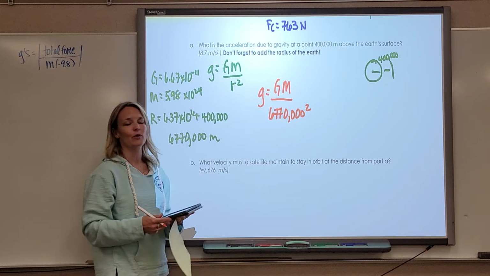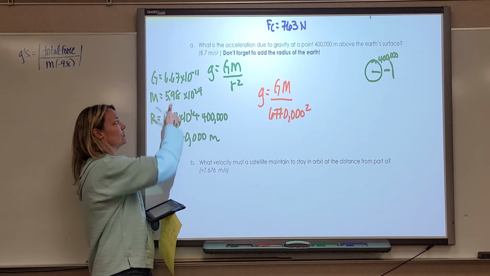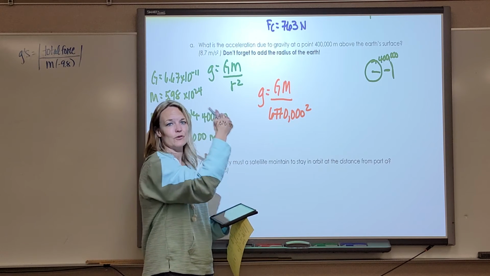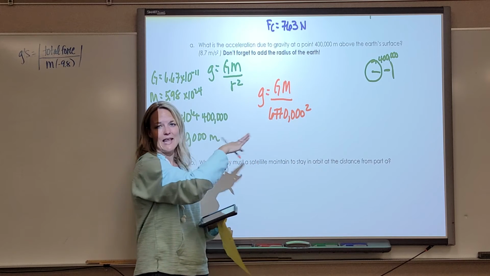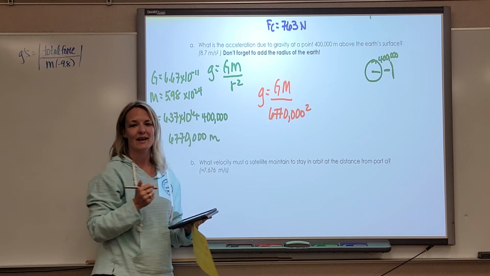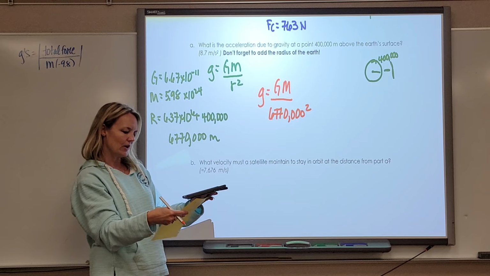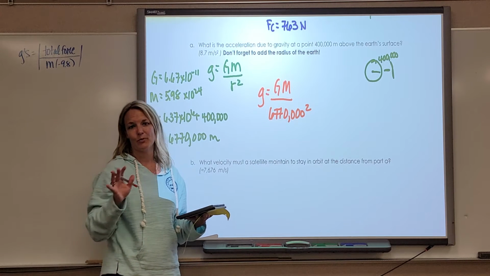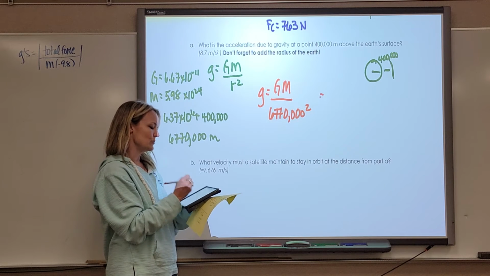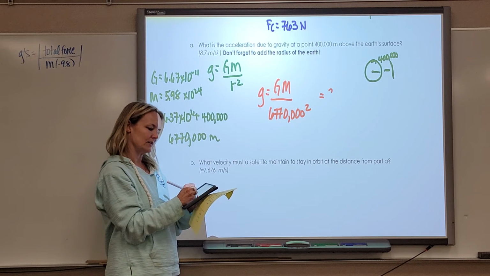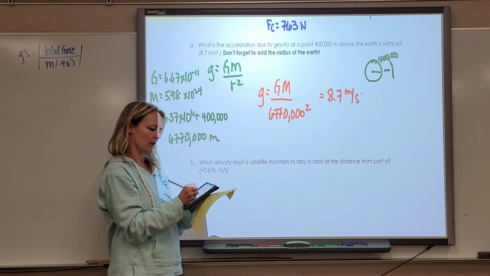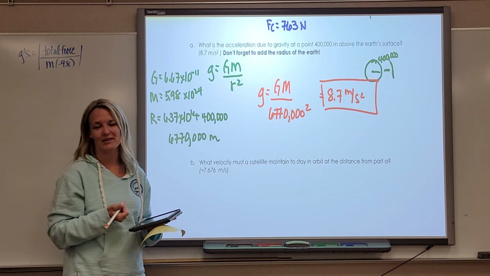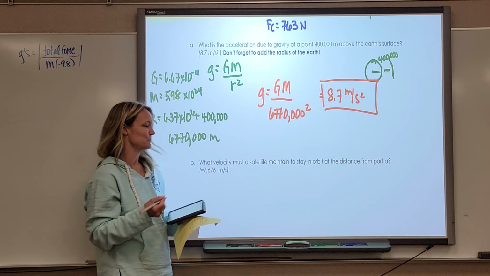Into your calculator, if you don't have them saved, then you'll need to type them in using parentheses. If you have them saved, you just hit alpha G times alpha M, hit enter, and then divide it by that number squared. A reminder, it will always, always, always be a normal number. It won't have a bunch of exponents in. When you do this, you should get 8.7 meters per second squared. That is the gravity at the location 400,000 meters above the surface of the Earth.